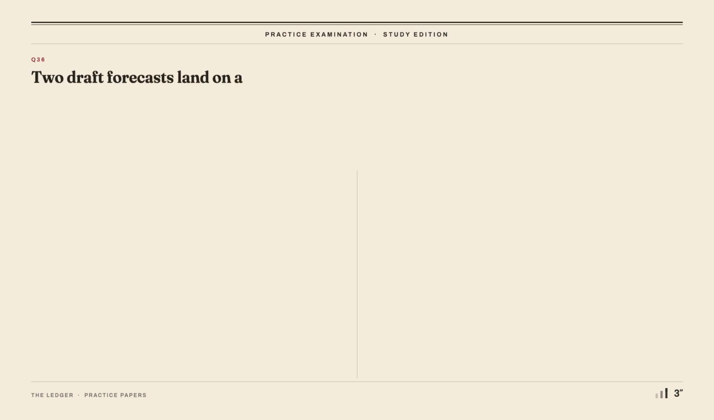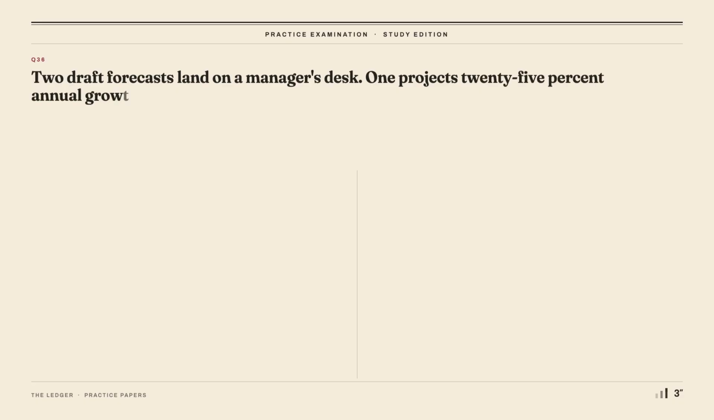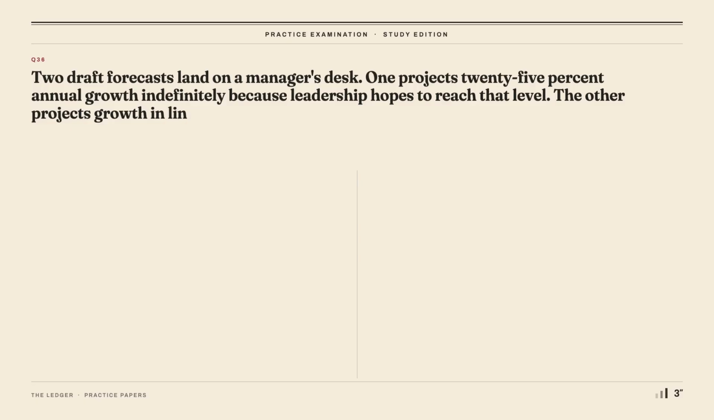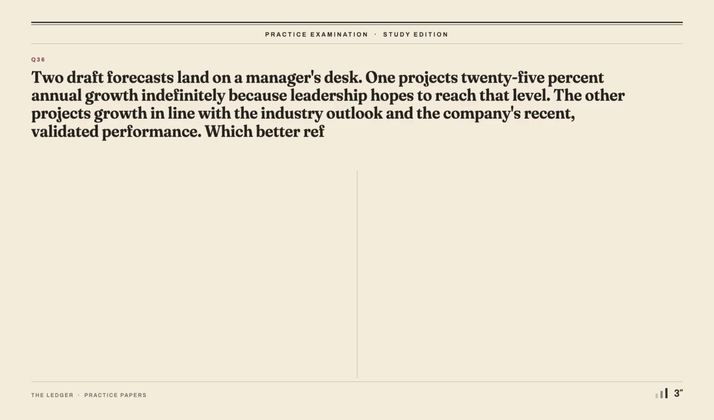Question 36. 2 draft forecasts land on a manager's desk. One projects 25% annual growth indefinitely because leadership hopes to reach that level. The other projects growth in line with the industry outlook and the company's recent validated performance. Which better reflects the core principle of sound forecasting and why?